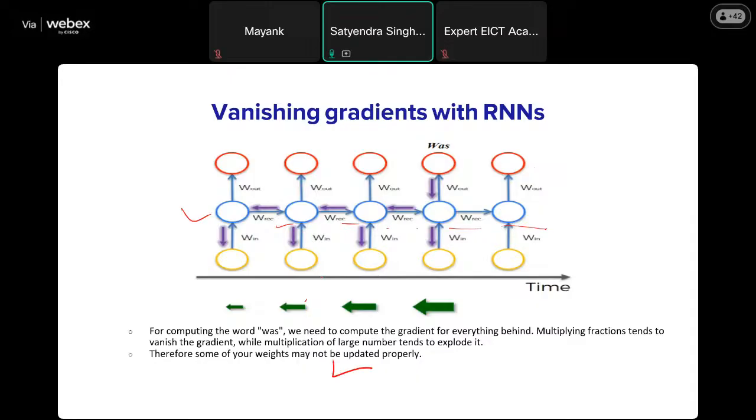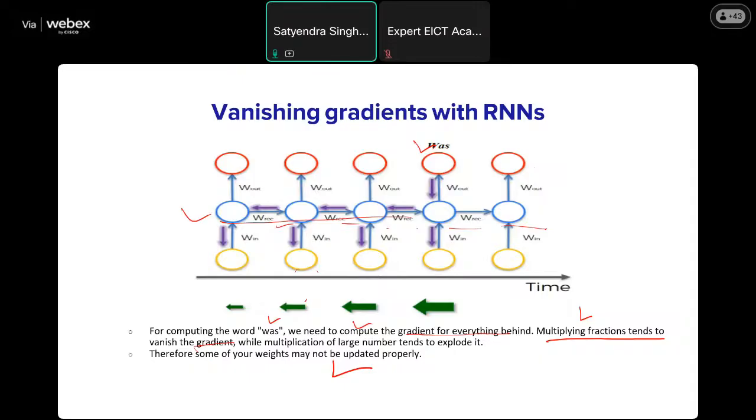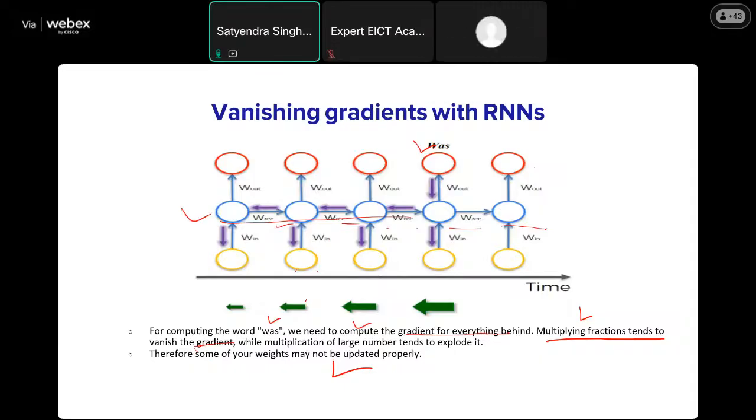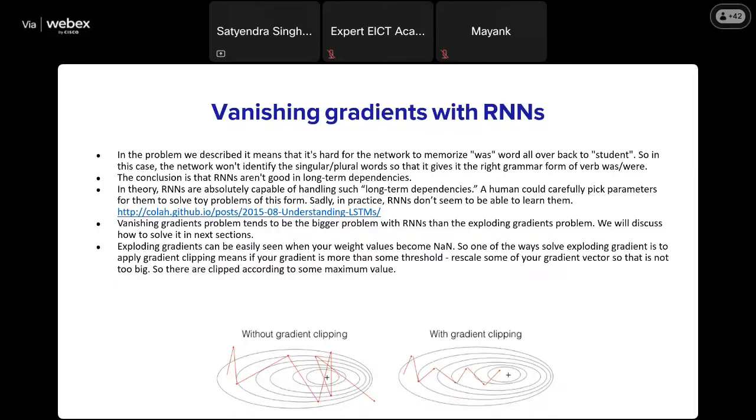For example, for computing the word was, we need to compute the gradient for everything behind, right? And when you multiply two fractions, it tends to vanish the gradient, meaning the resultant value goes near to zero. There is another counter problem called exploding gradient, where those gradients have large values, so when you multiply them, it becomes bigger and bigger.